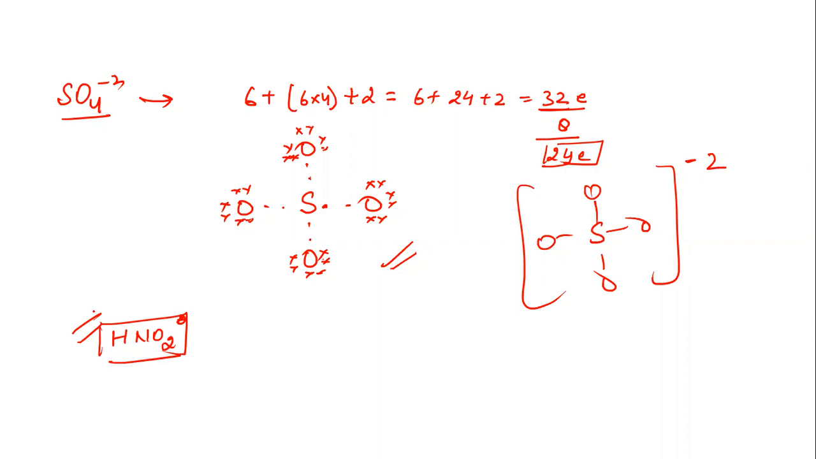So the total is 18 valence electrons. Hydrogen has 1, nitrogen has 5, and oxygen will have 6 into 2, which is 12. So 1 plus 5 plus 12 is 18 valence electrons. And which is supposed to be the middle one? Nitrogen. Oxygen, oxygen. Clear? Yes, sir.